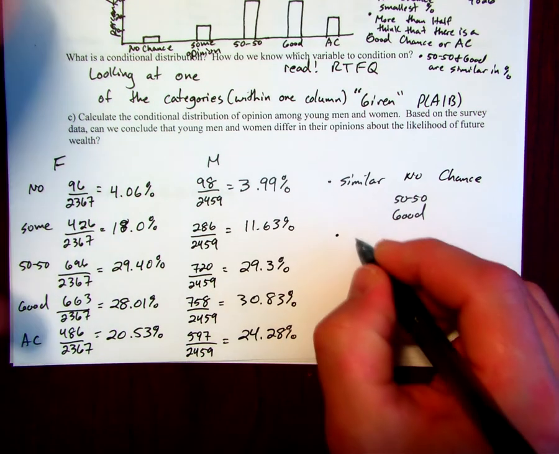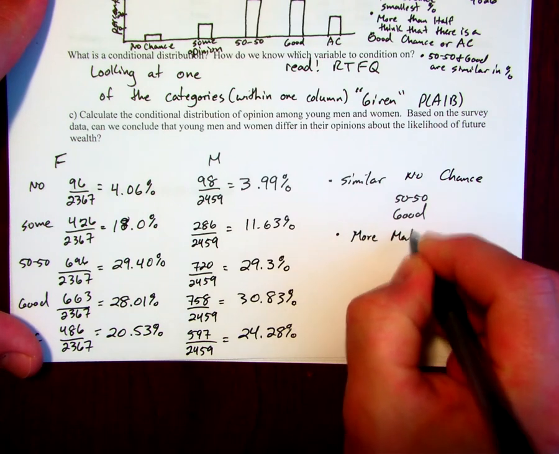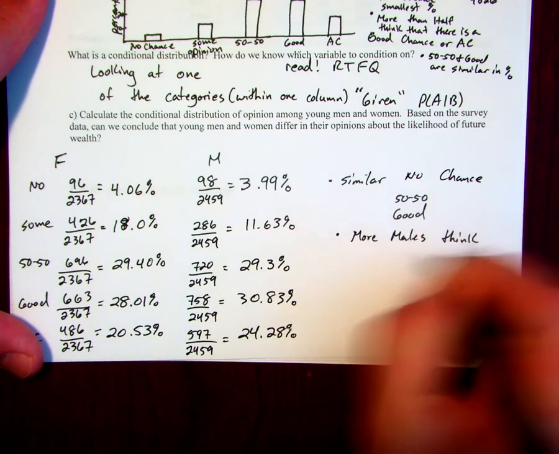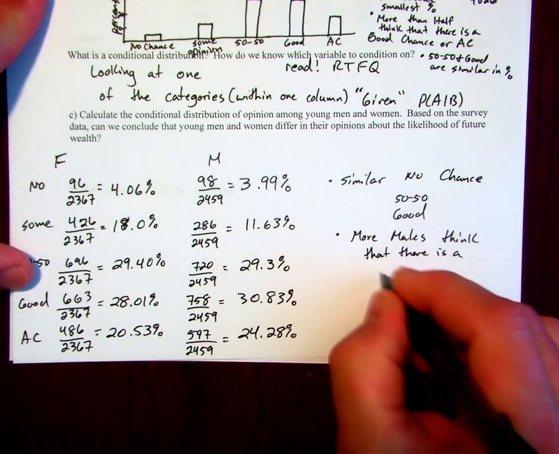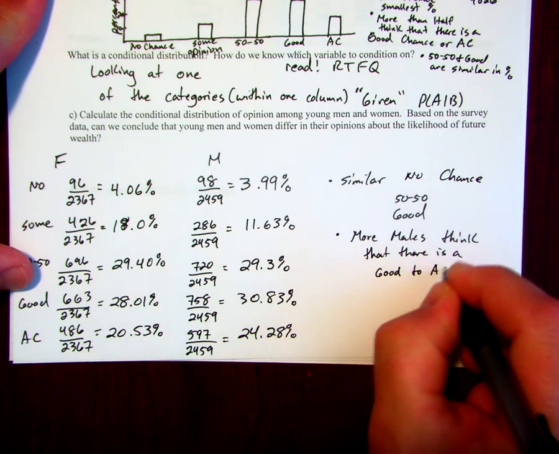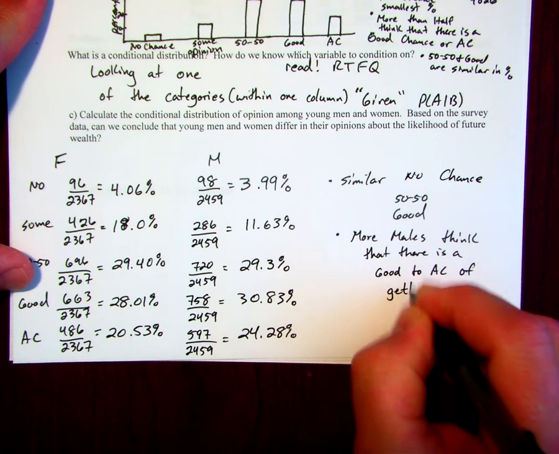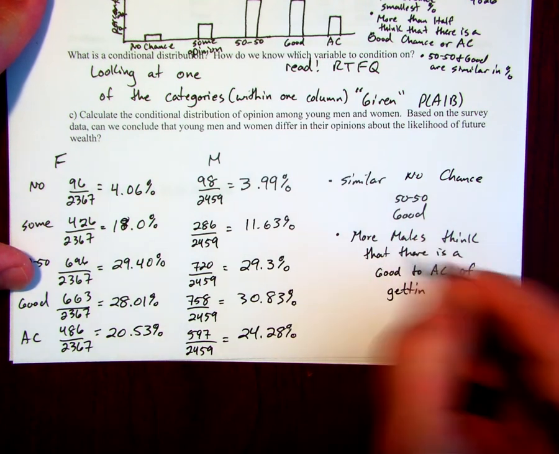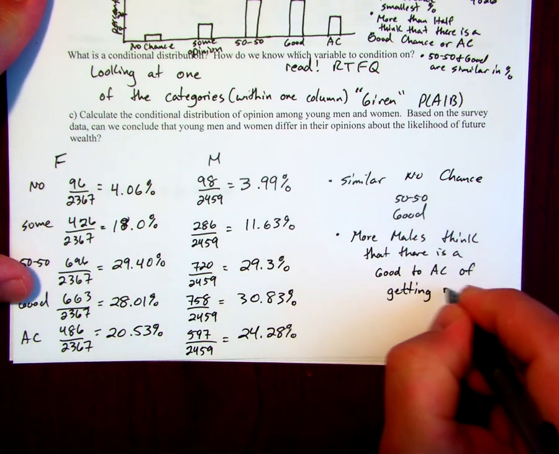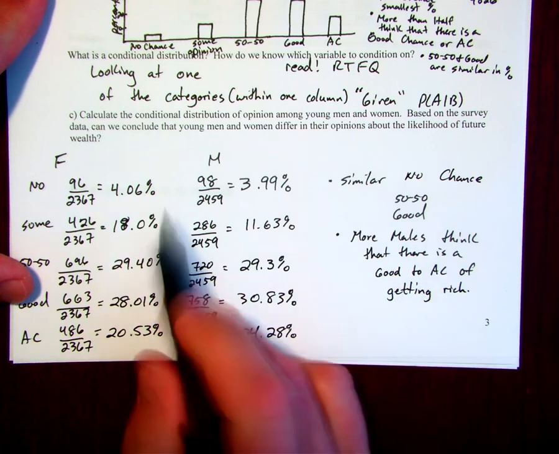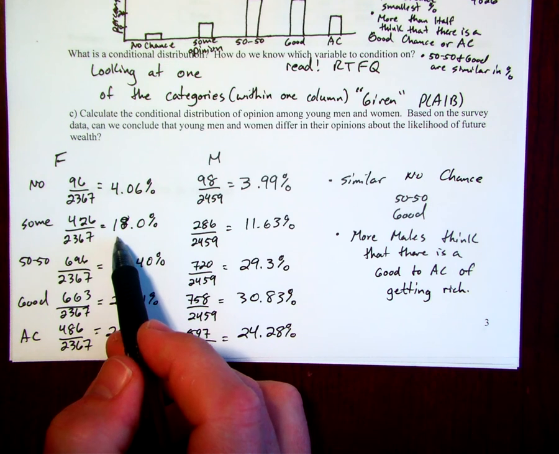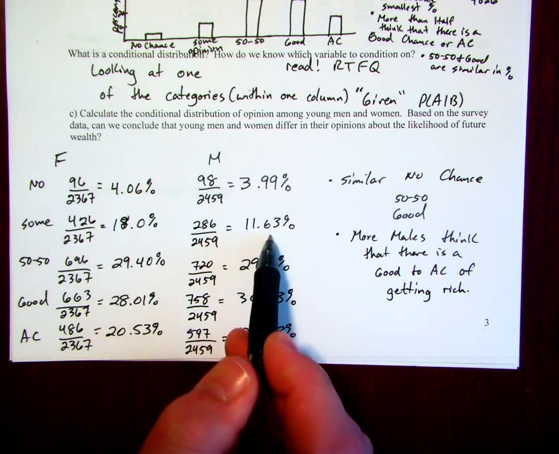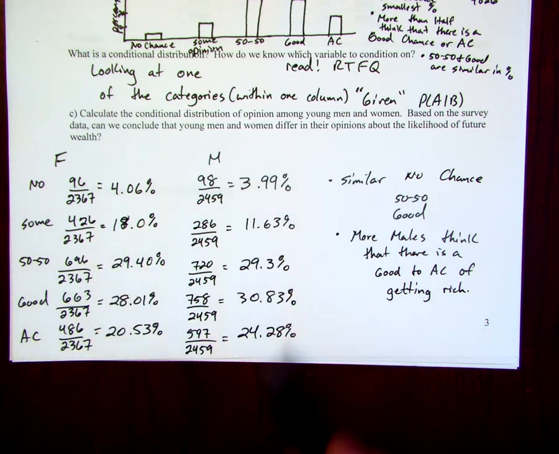So, you could say a higher percentage of males think that there is a good to almost certain chance of getting rich. Okay, just picking anything that you want out of these. If you want to come back and say there's 7% more females think that there is some chance of getting rich than males, whatever you want to do. Just based on the survey, can you conclude that young men and women differ? Yes, you can. All right.